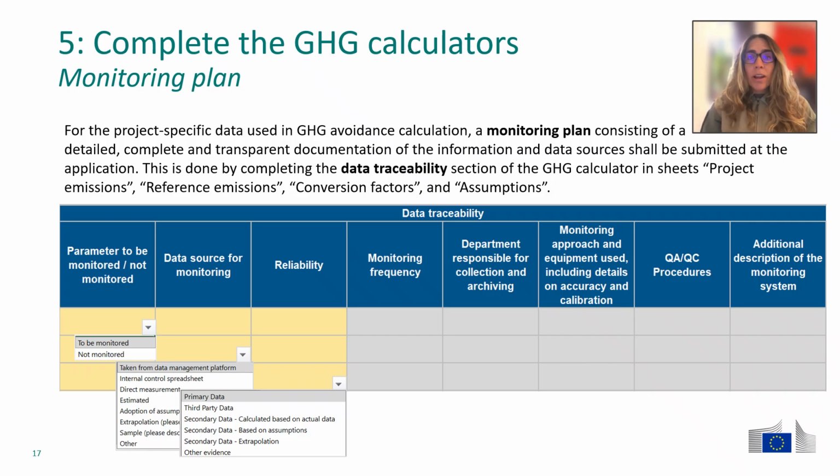Within the tabs for calculation of reference and project emissions, we have added extra columns related to data traceability. You shall use these columns to describe how data is gathered, how it is internally checked, who validates, and where it is stored. In addition to creating a clear verification trail, these will also form the basis for a future monitoring plan should the project be awarded.